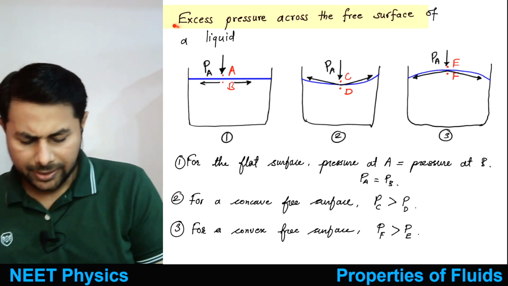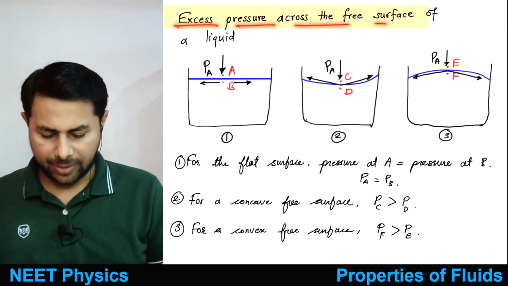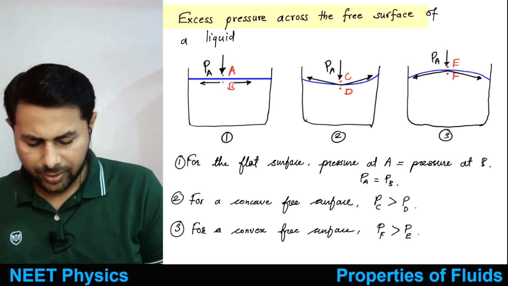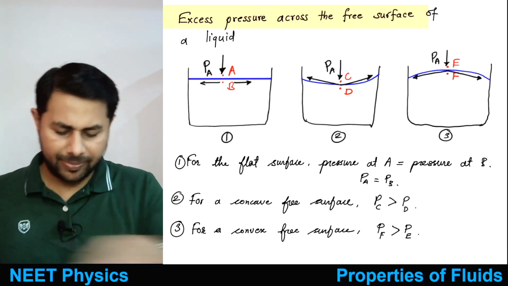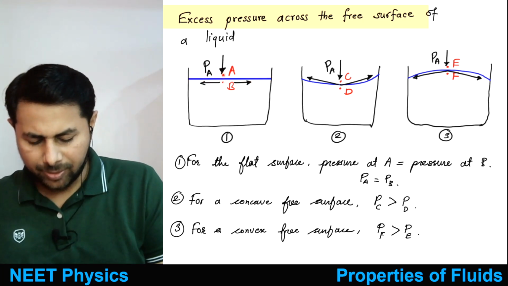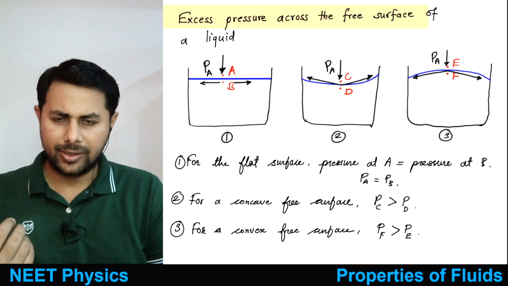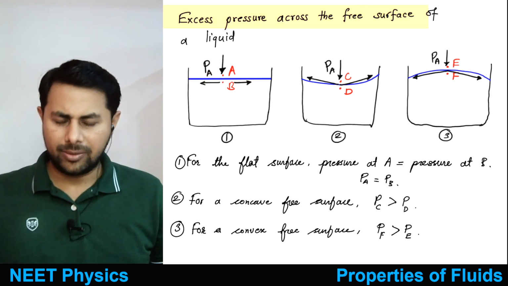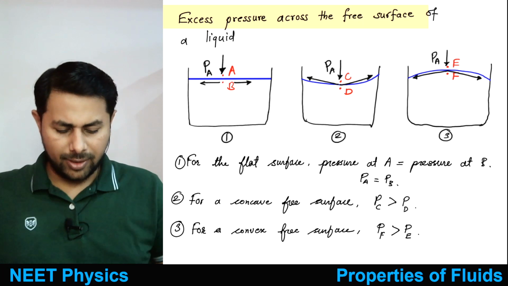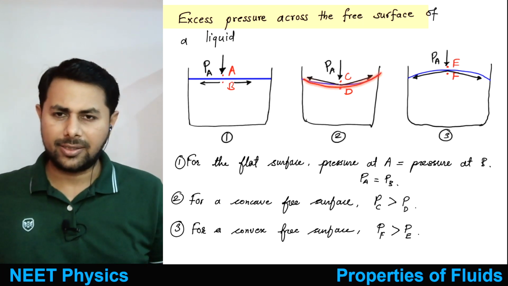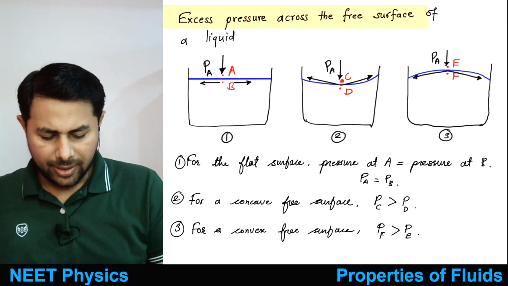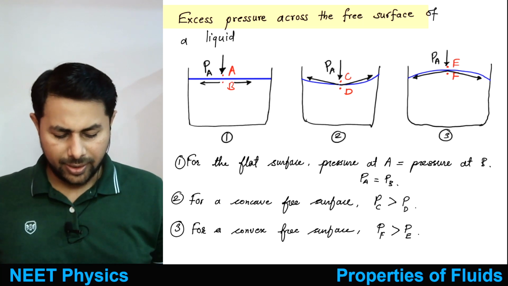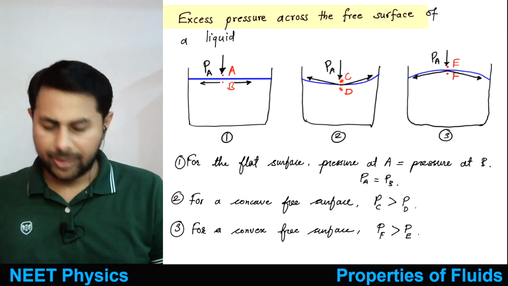Okay, after that, let's talk about the excess pressure across the free surface of a liquid. See here. If you have a flat free surface like this, then the pressure just above that surface and just below that surface would be equal, right? That's why the surface would be flat. If it is a concave surface like this, if the meniscus is concave, then the pressure on this side would be more compared to the pressure on this side. So pressure at C would be more compared to pressure at D.